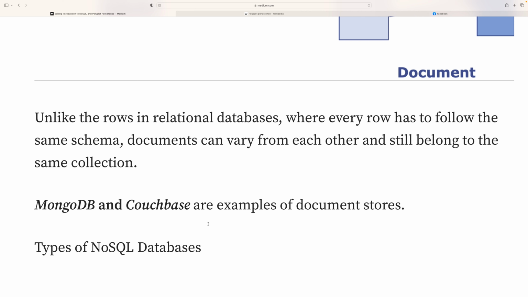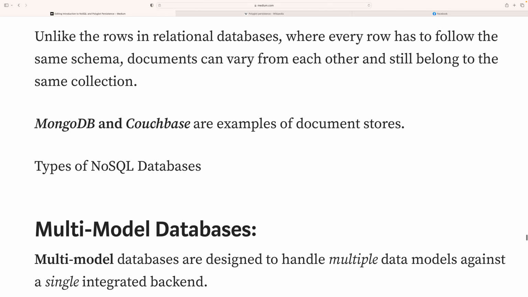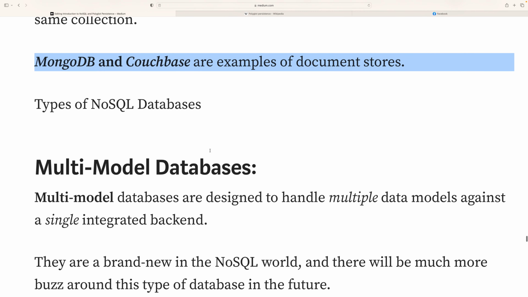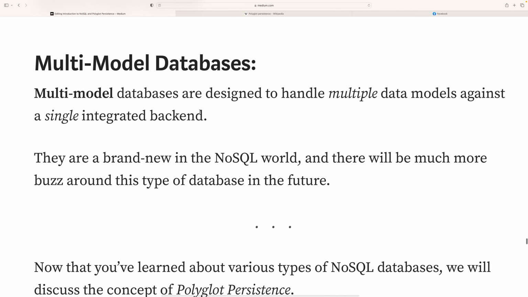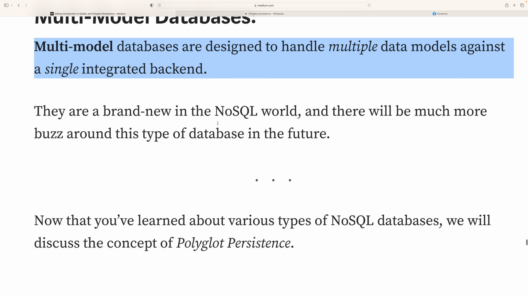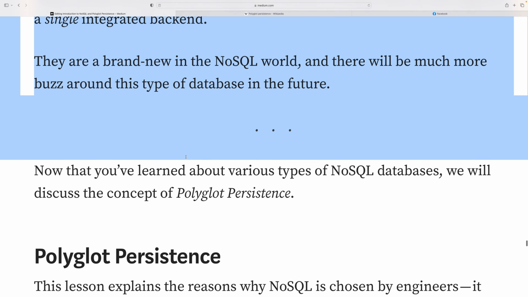A document can vary from each other and still belong to the same collection. So MongoDB and Couch are examples of the document storage type. Now, multi-model databases are designed to handle multiple data models, allowing a single integrated backend. They are brand new in the NoSQL world, and there will be much more buzz around this type.